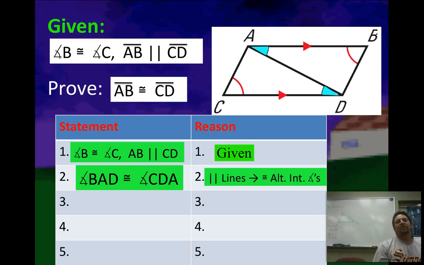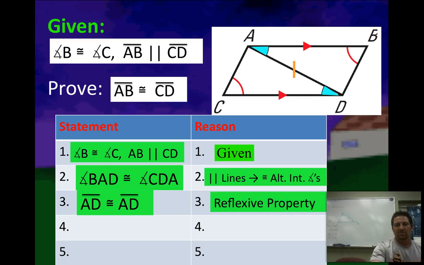So from here, I see that those two triangles are sharing side AD. And so I could say that AD is congruent to AD by reflexive. Now you guys could have switched statement number 2 with statement number 3. It doesn't really matter. You could have said reflexive first and then gone alternate interior after that. It doesn't really matter as long as it's in there.